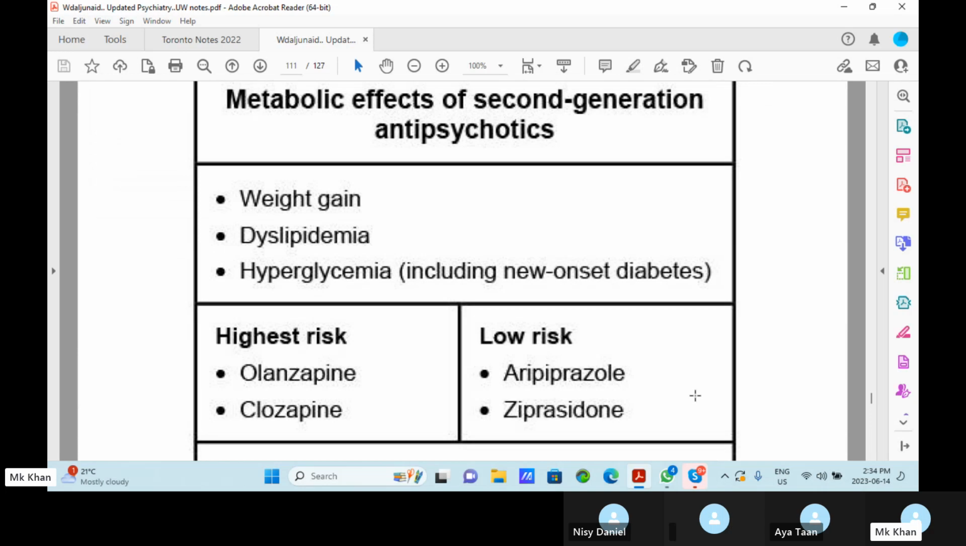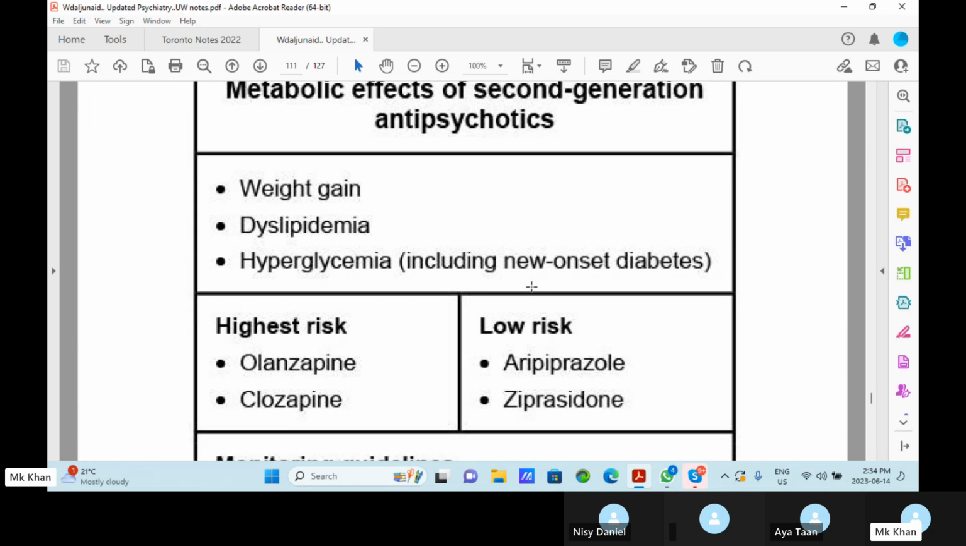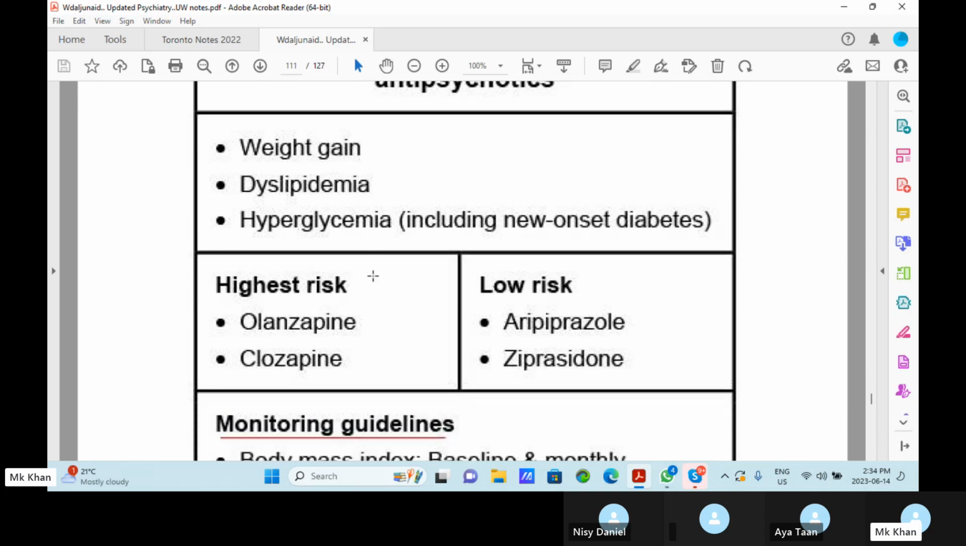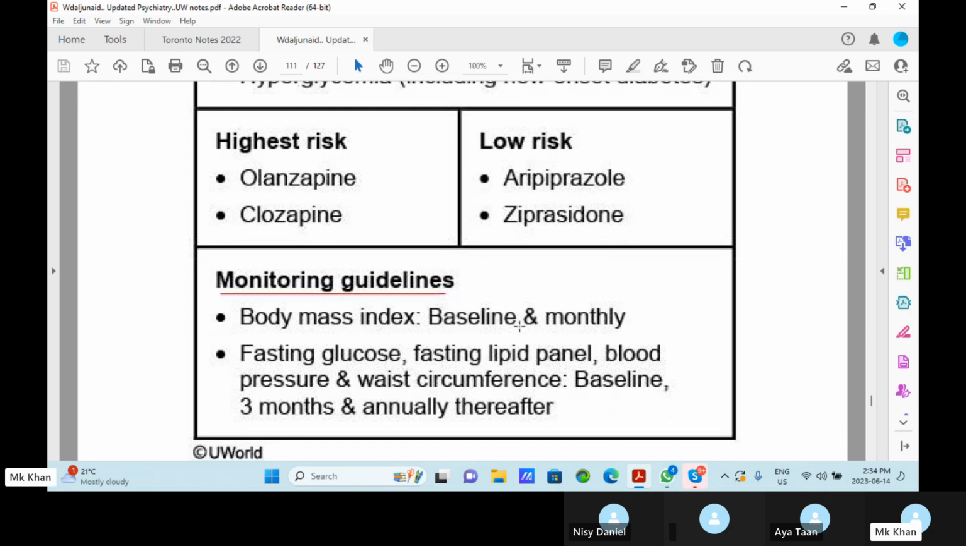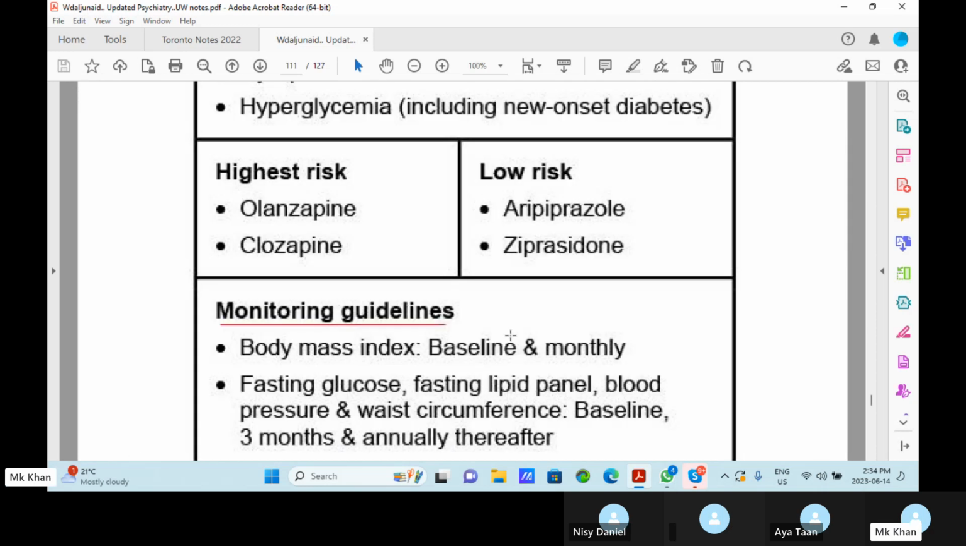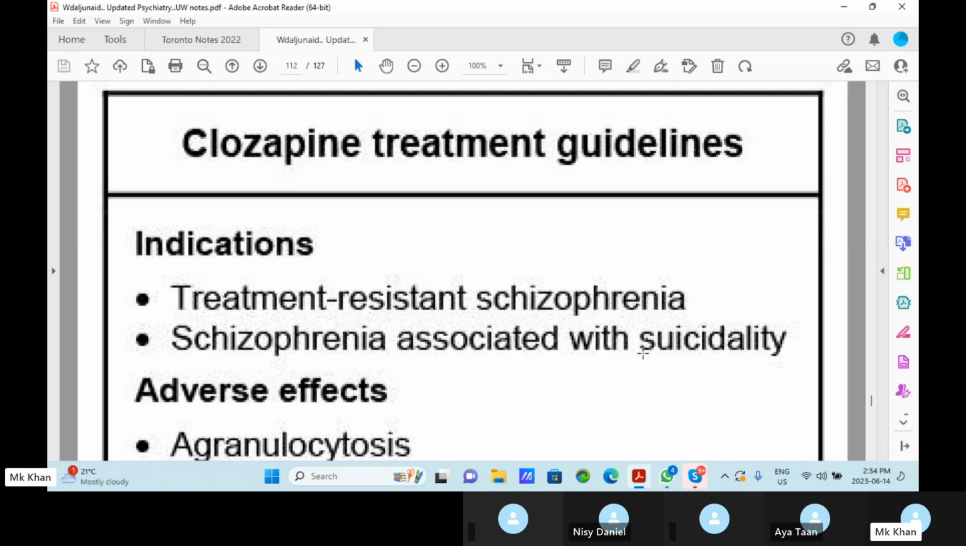So these are the metabolic effects of second generation. So basically they are weight gain, all the metabolic side effects, right? Highest risk is clozapine or olanzapine, and then the lowest risk is aripiprazole and ziprasidone. And monitoring guidelines, we have to monitor the body mass index at baseline and monthly, and then fasting glucose, fasting lipid panel, blood pressure, waist circumference, because of all the metabolic effects, right? So this is basically the monitoring guidelines.